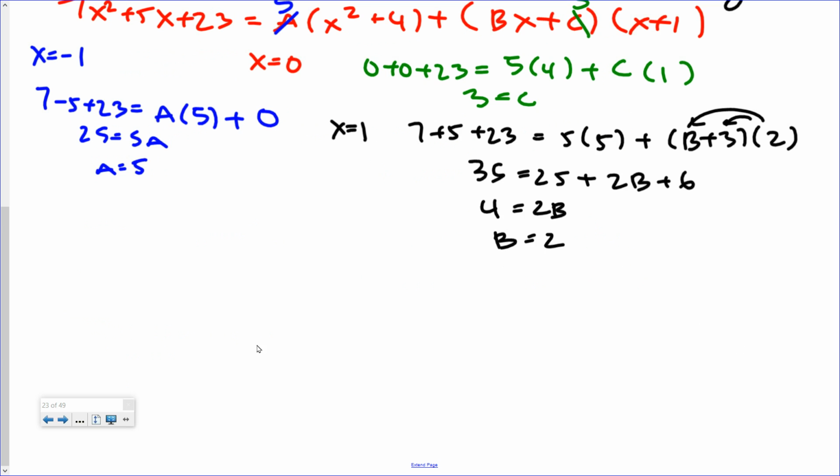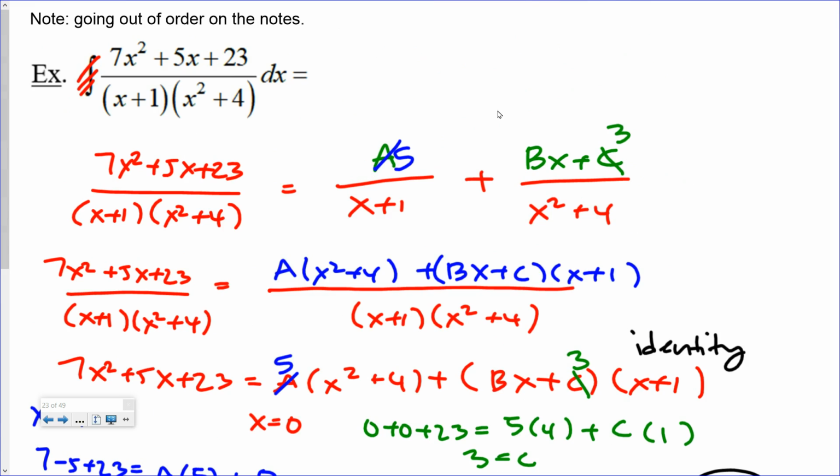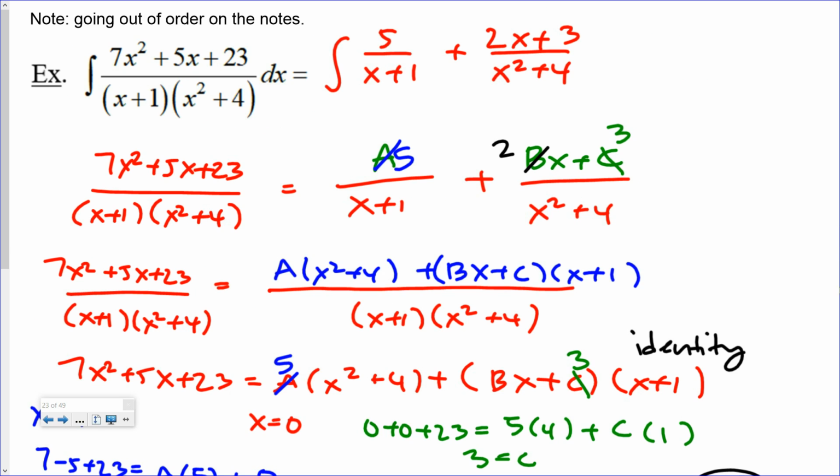Can you give me a check? I'm getting B is equal to 2. Okay, if B is 2, I'm done with my problem. Come up here, and B is 2. Okay, now why is this helpful? Let's do the calculus. Guys, I have not done any calculus at all. All I did was say that this problem is the same as the integral of 5 over x plus 1 plus 2x plus 3 over x squared plus 4. And to be a good girl, I probably want to put my dx's in. This problem is terrible, but this problem is just half as terrible.